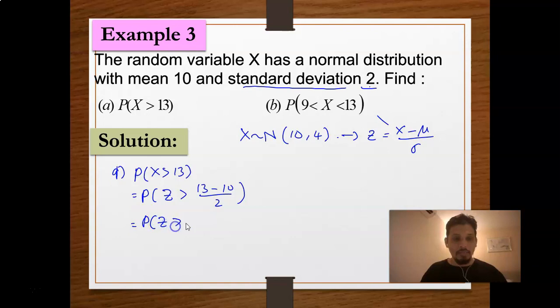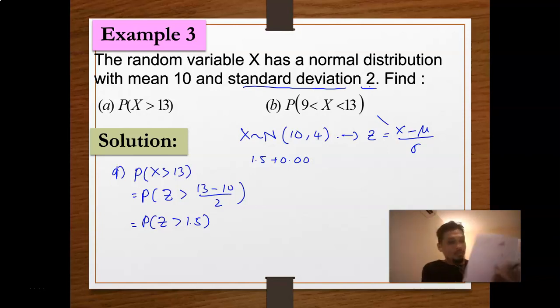probability of Z greater than 1.5. And for 1.5, we find it from this statistical book. For 1.5 it means that we find 1.5 plus 0.00. Okay, 1.5 with 0.00 is 0.0668. Okay, this is 0.0668.